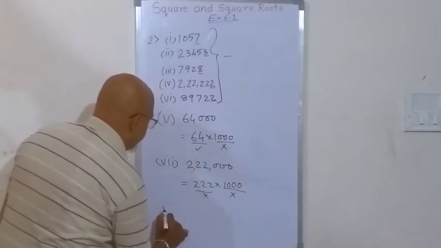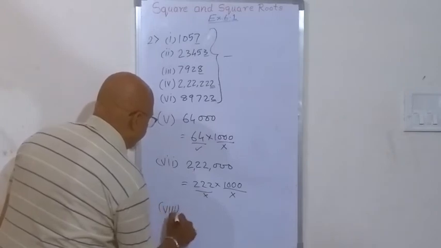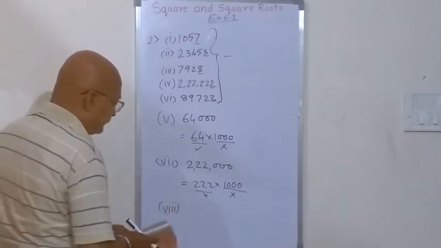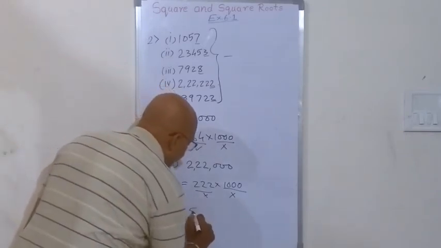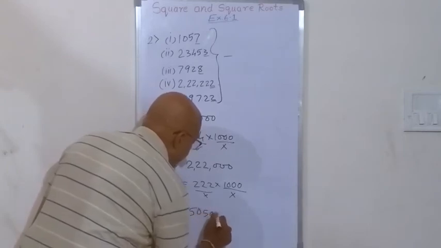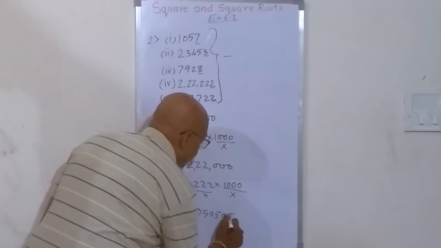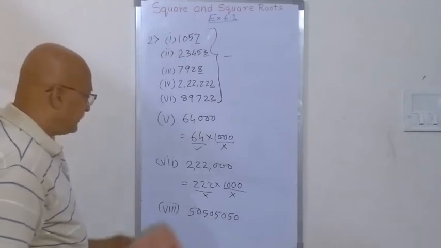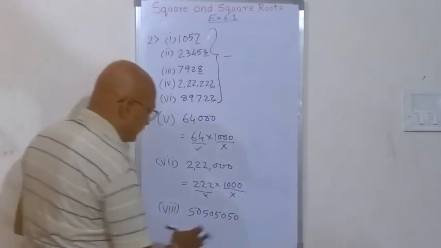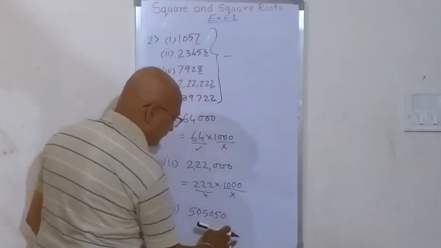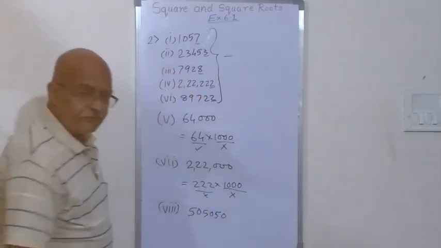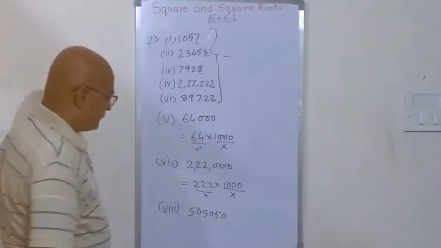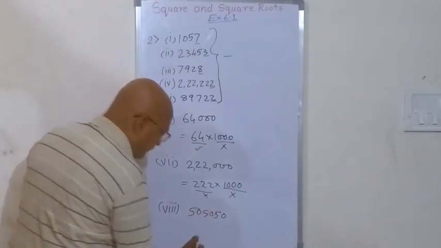And the last one here, that is the eighth one. In the eighth one, the number is 50505050. Now you can see here, 50 is 3 times. So we can divide this by 25, which is a perfect square, or 25 can be a factor of this.